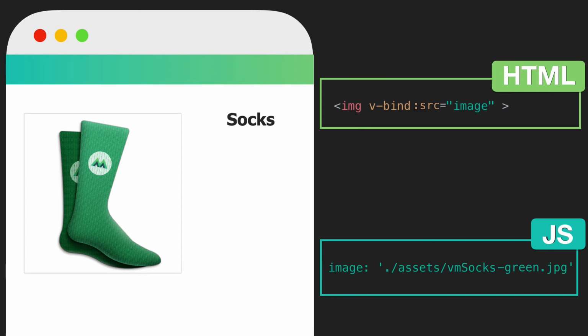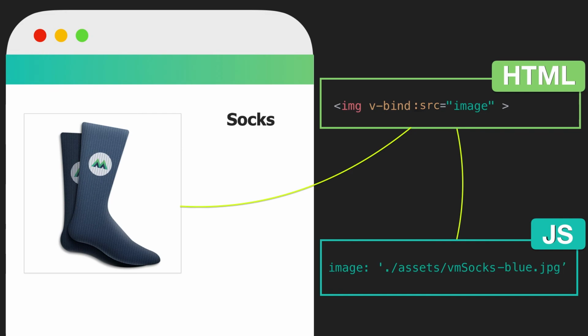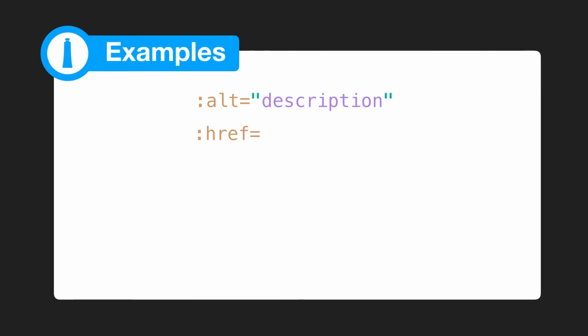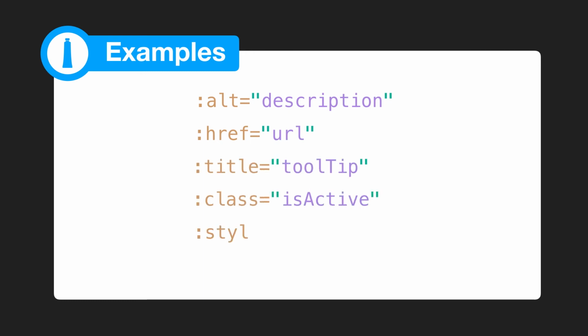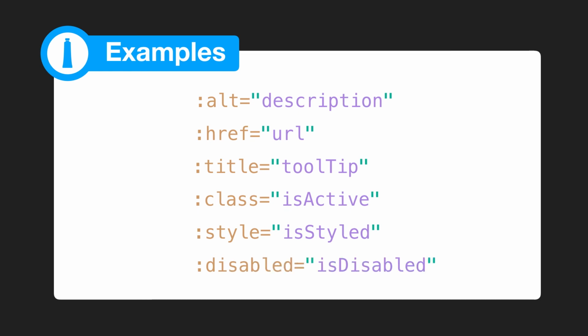If our image data were to change, let's say from green to blue, our SRC would receive that new value and our image would update. You'll find yourself using v-bind a lot. Because it's so common, there's a shorthand for it. So instead of binding like this with a full v-bind written out, you can just remove that and leave the colon. To get you thinking about what other attributes you can bind to, let's look at some examples. There's href, title, class, style, disabled, and of course more.